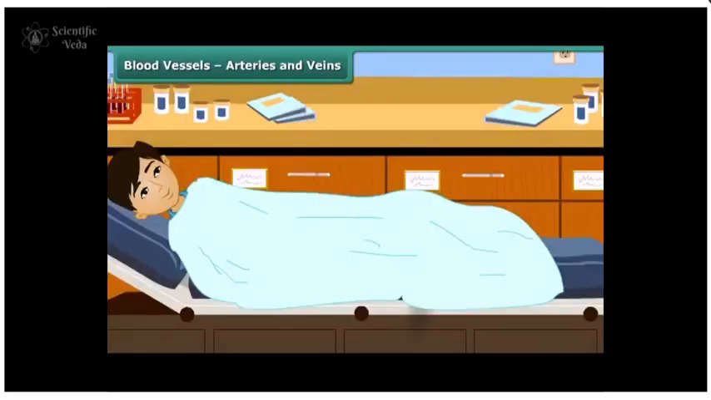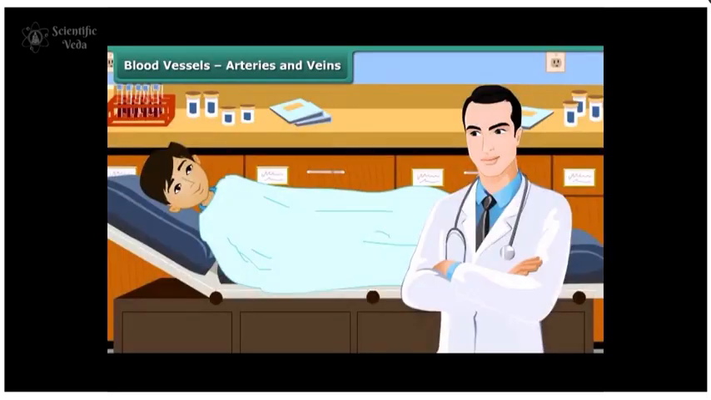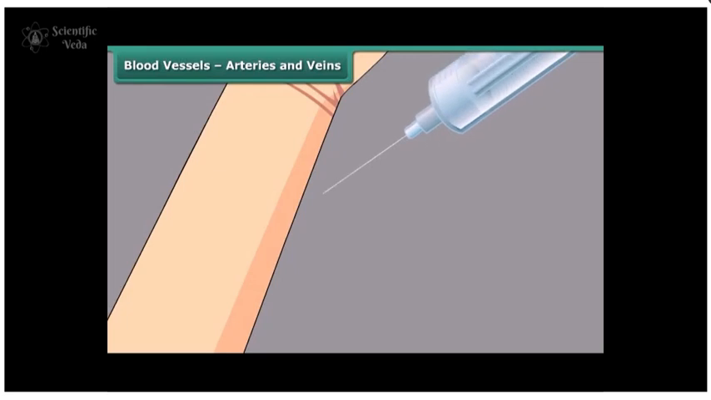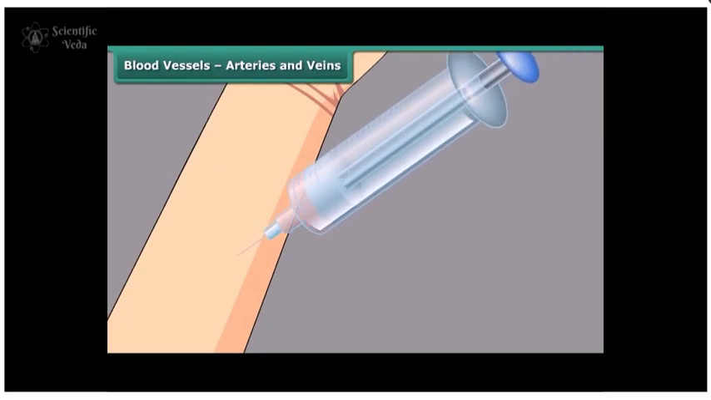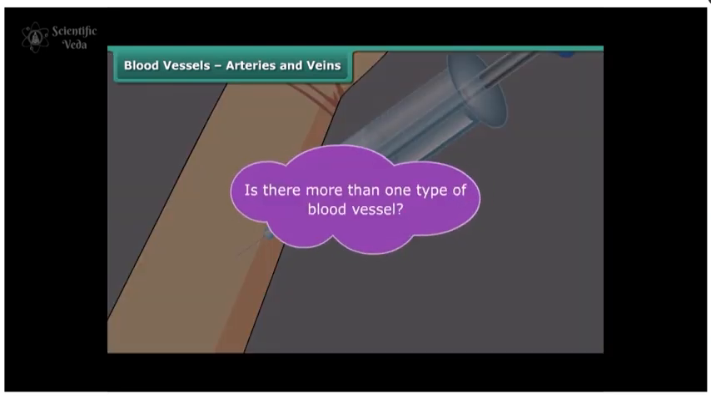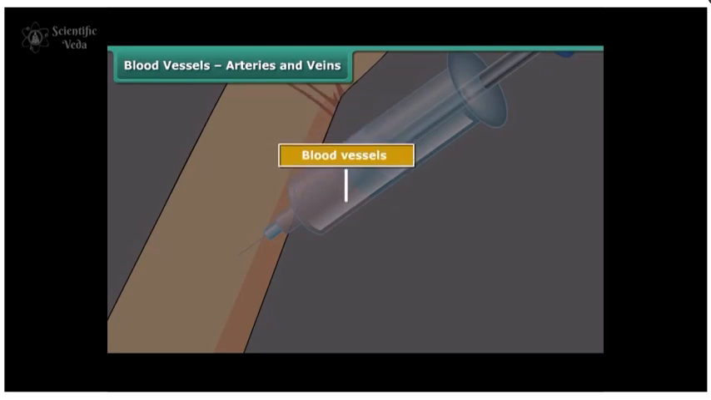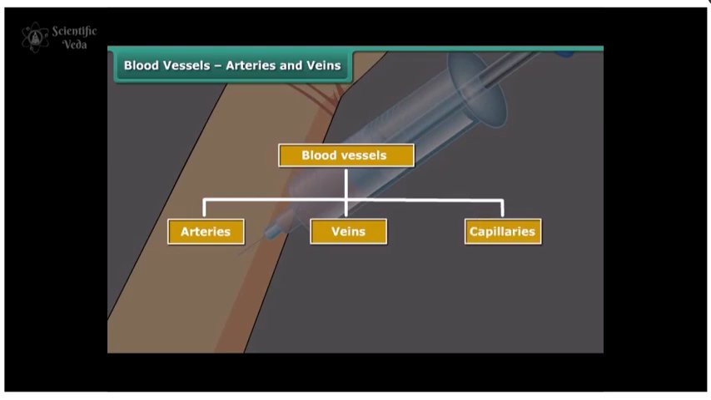Once when Rahul was unwell, his doctor recommends a blood test. The technician collecting blood samples first checks for a particular kind of blood vessel to prick and collect the blood. Is there more than one type of blood vessel? Yes. There are 3 types of blood vessels in our body: arteries, veins, and capillaries.